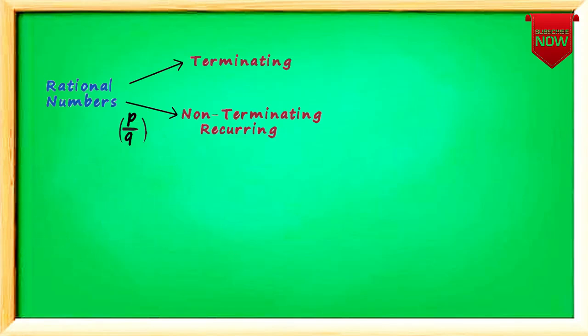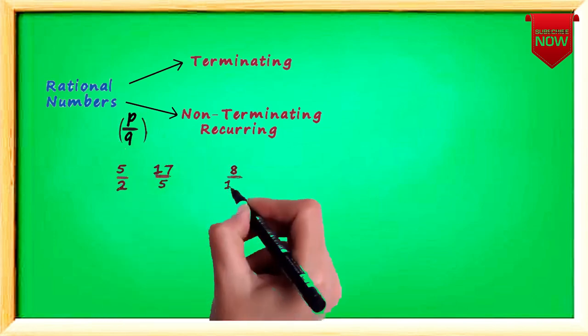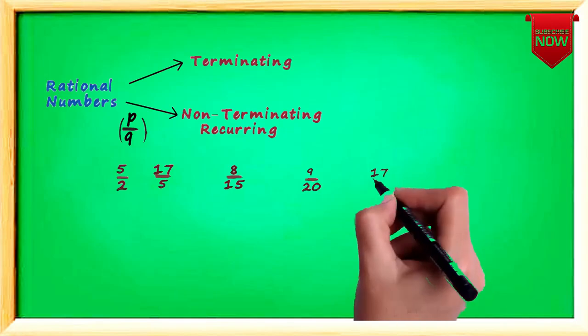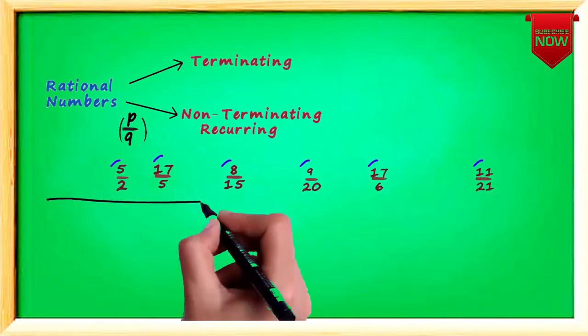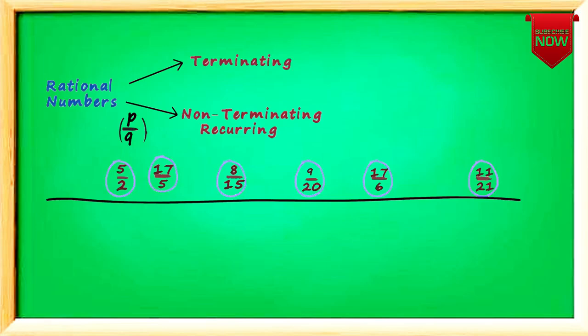Let's see. We look at 6 rational numbers in the p by q form: 5 by 2, 17 by 5, 8 by 15, 9 by 20, 17 by 6, and 11 by 21. Without calculating the value of each in decimal form, can you directly tell the category each of them falls into? This category or this one?